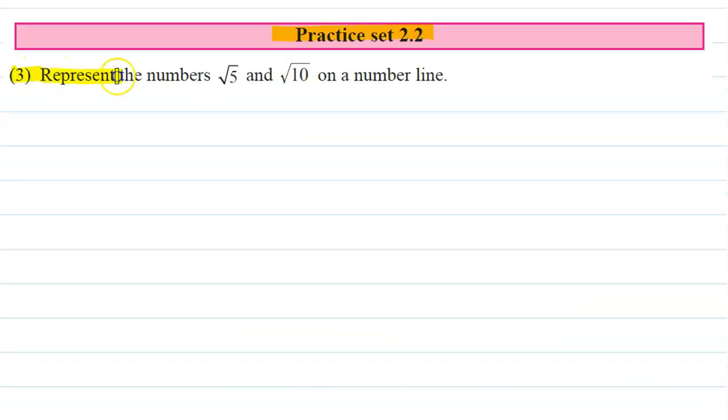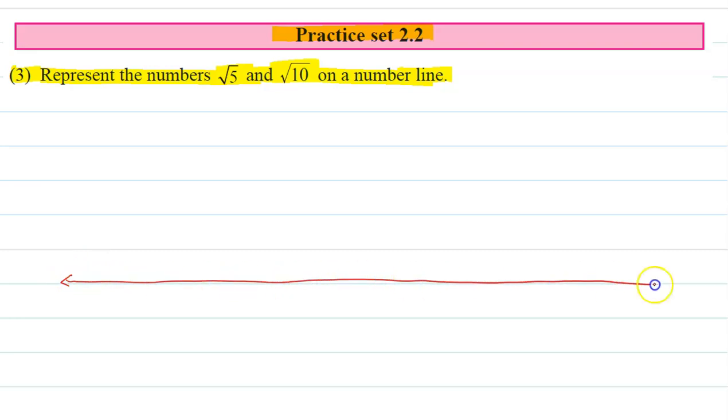Question number 3. Represent the numbers root of 5 and root of 10 on a number line. So this is the geometrical construction we are having. I will give the hint how to plot root of 5 and root of 10 on a number line. Somewhere on a number line we have a 0. Let us take a 3 centimeter distance between each successive unit place.